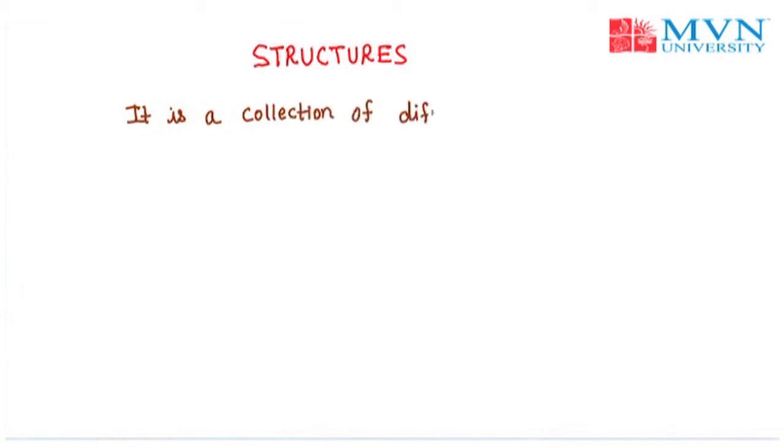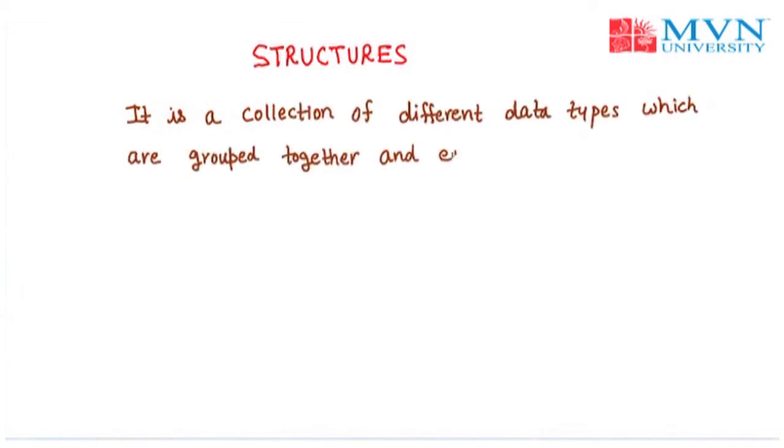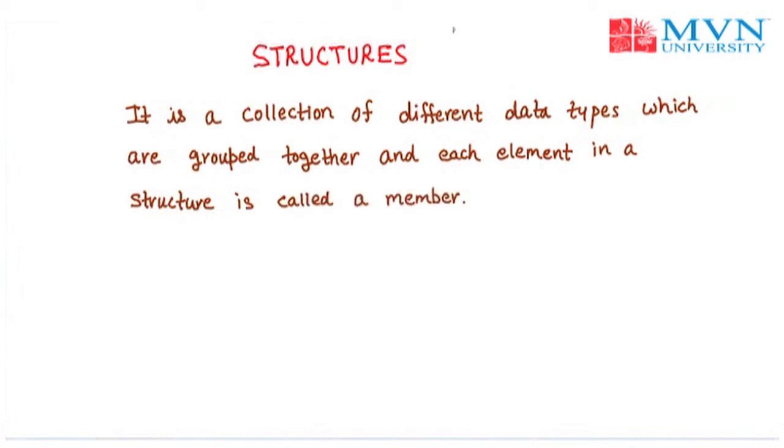Today we will discuss structures in C language. A structure is a collection of different data types which are grouped together, and each element in a structure is called a member. If we want to access the structure members in C language, then the structure variables should be declared. Many structure variables can be declared for the same structure, and memory will be allocated for each separately. If we don't want to assign any value to the structure member, then it is best practice to initialize a structure to null while declaring.